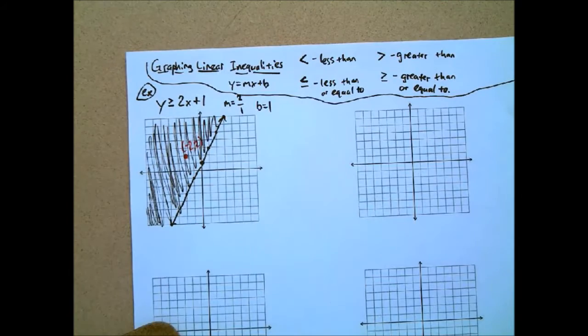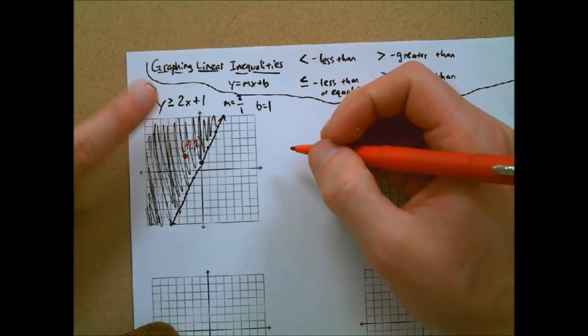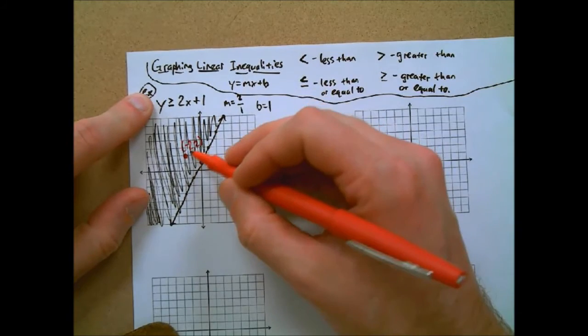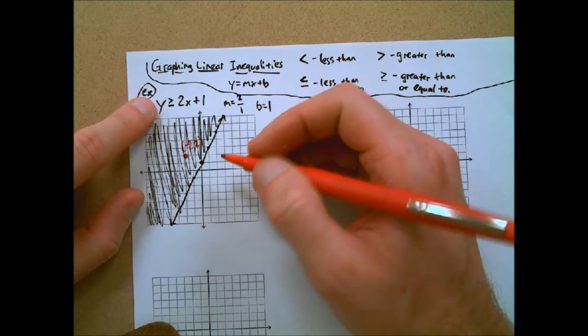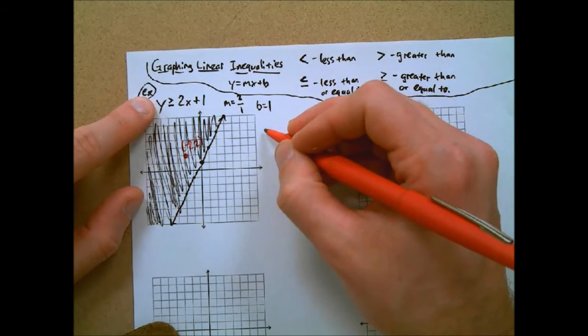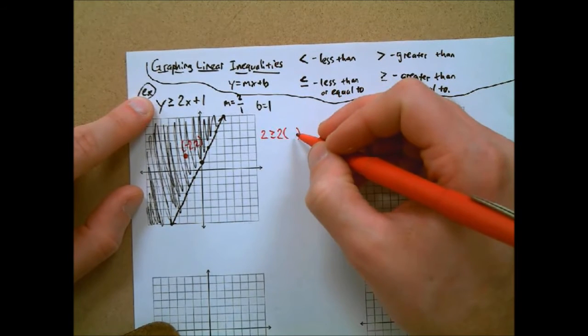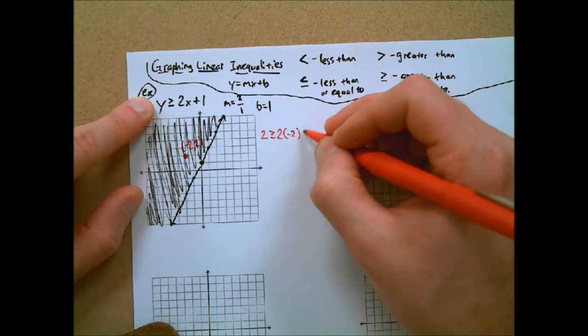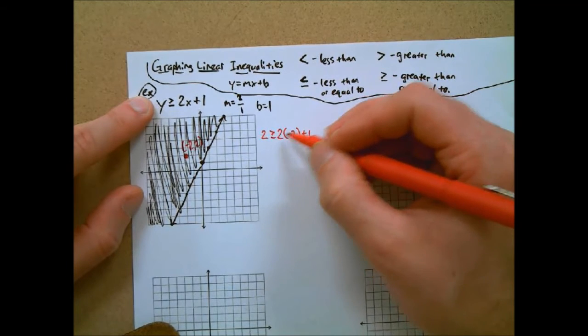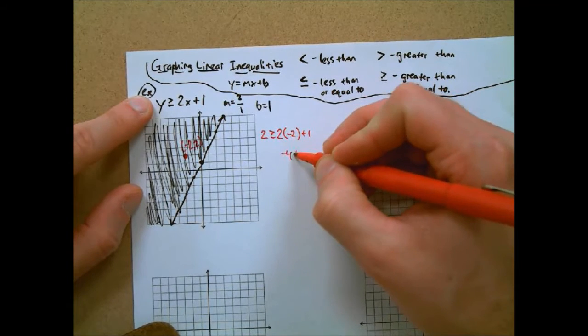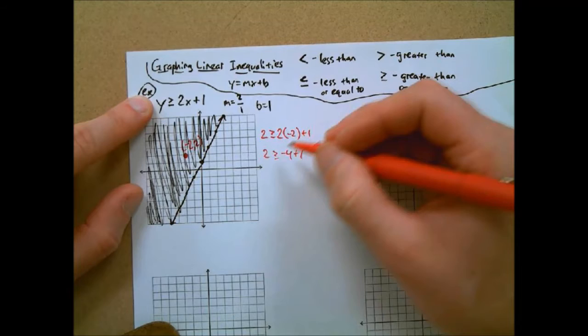Okay, it's kind of hard to see. And we're going to check it in our inequality. So Tyler, since you chose -2, 2, what number is going to go in for the y? 2. 2, right? 2 is greater than or equal to 2. And then what goes in for the x? Yeah, to check it here. Yeah, that's right. And so we'll just multiply it out, right?